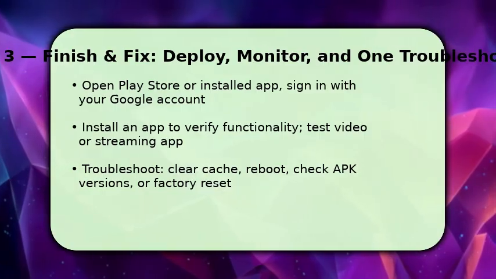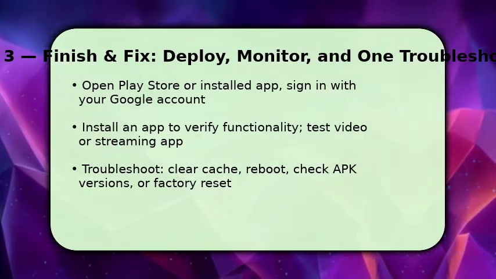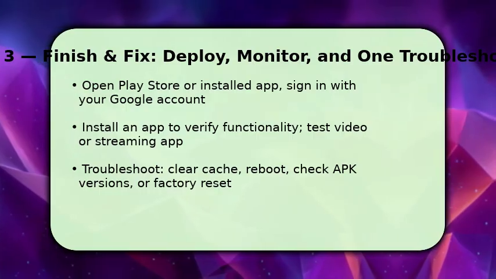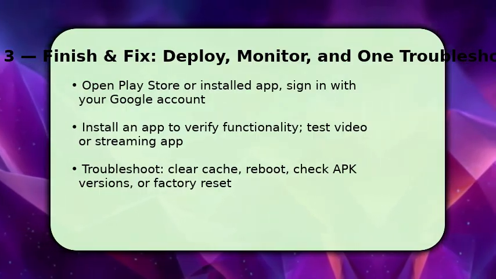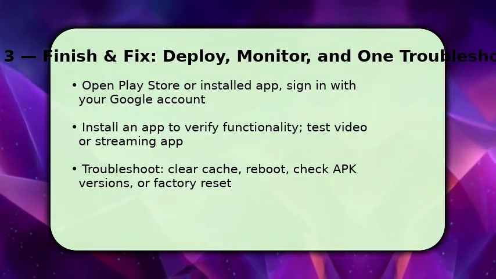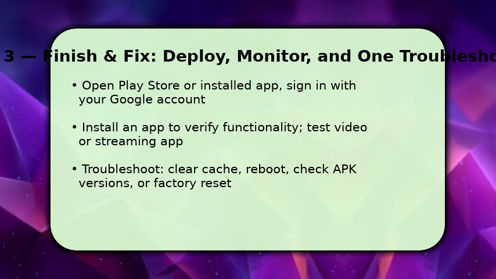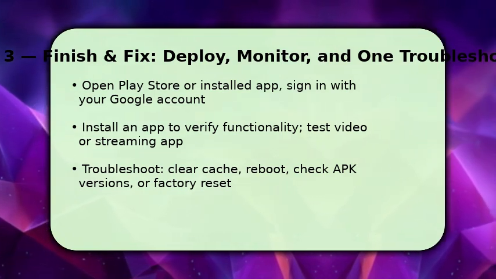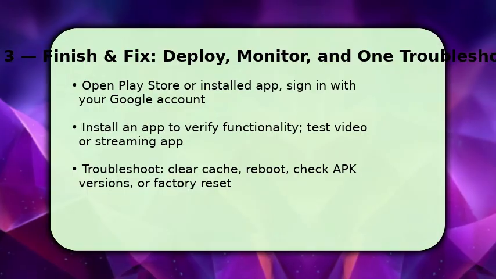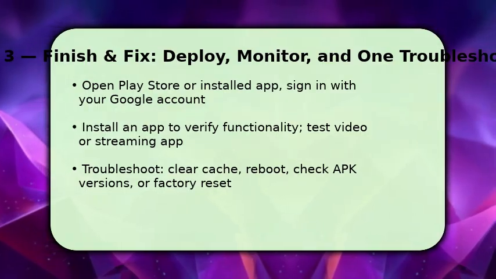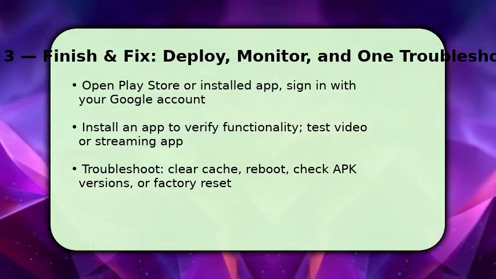If something fails, clear the app cache, reboot the TV and devices, and verify the APK versions match your system. If issues persist, try a factory reset as a last resort. A key troubleshooting tip: mismatched APK architecture causes most install failures. Confirm ARM versus x86.